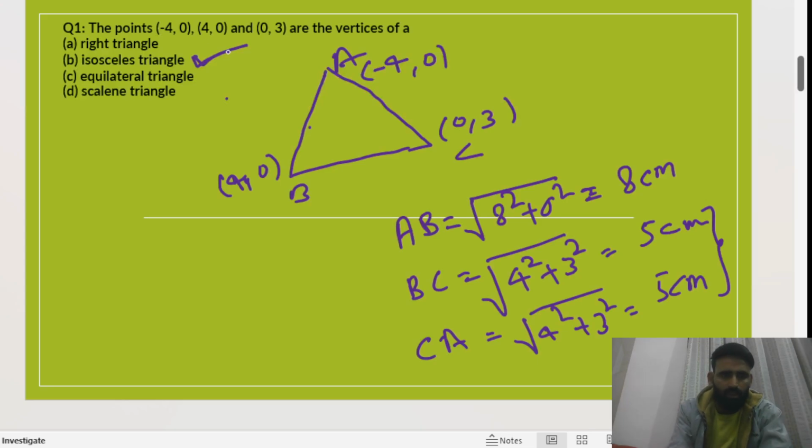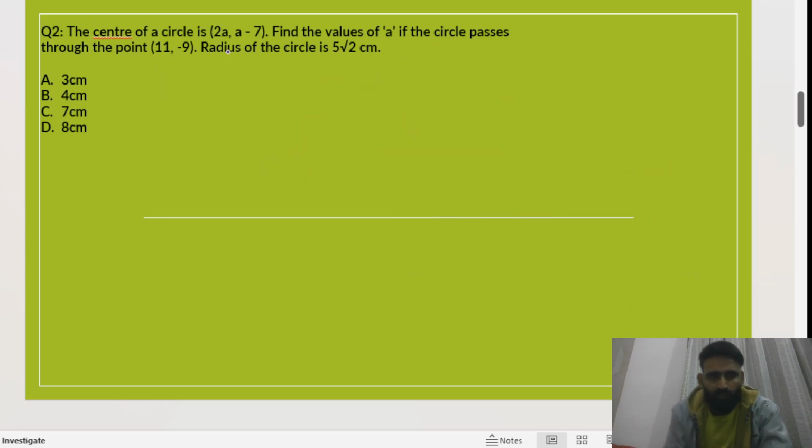And the next question. The next question is: the center of a circle is 2a, a minus 7. This is a circle, the center of the circle. Find the value of a if the circle passes through the point 11, minus 9. The radius of the circle is given as 5 root 2.